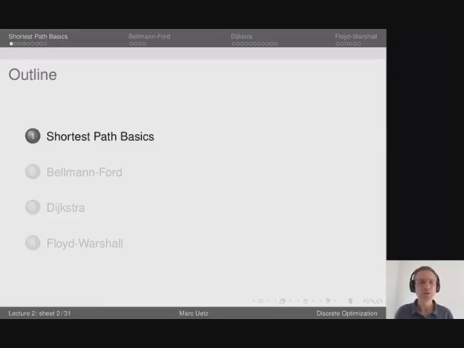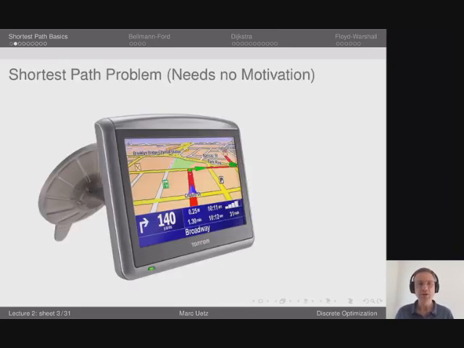Welcome to lecture number 2, which is about algorithms to solve shortest path problems. I'm going to start with some basic definitions and basic observations about shortest path problems. And then during the rest of the lecture, we are going to look at 3 different algorithms for different versions of shortest path problems. So I think that the shortest path problem needs no motivation.